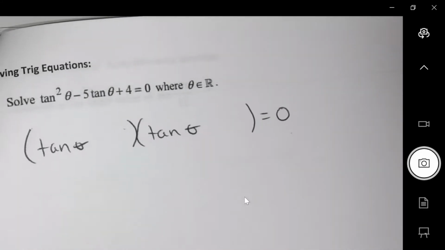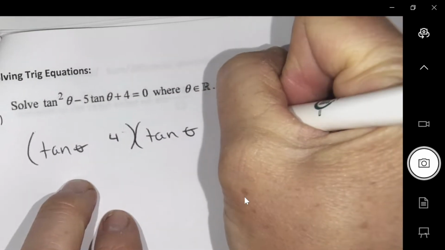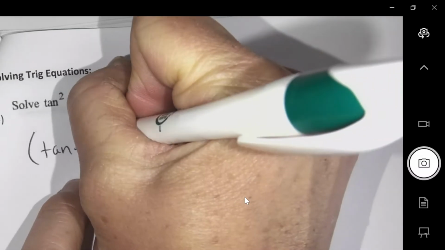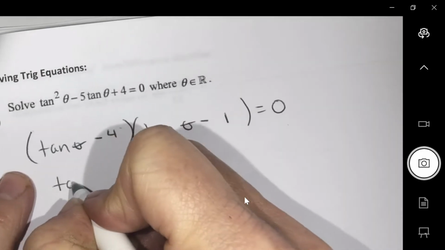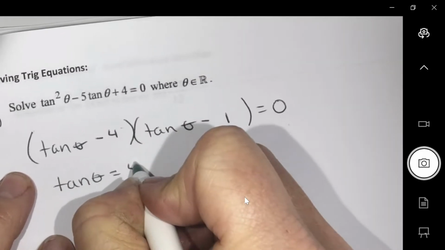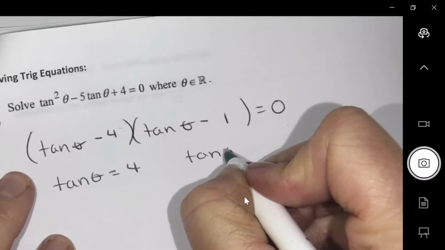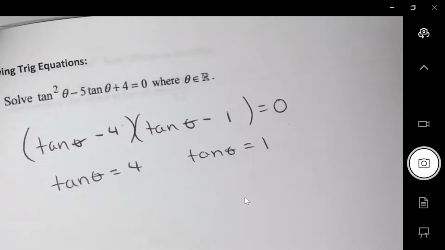Do we have something that works though? Do we have multiplies to 4? 4 times 1, minus minus. So that should work. Factoring works. So tan of the angle equals 4. Tan of the angle equals 1.